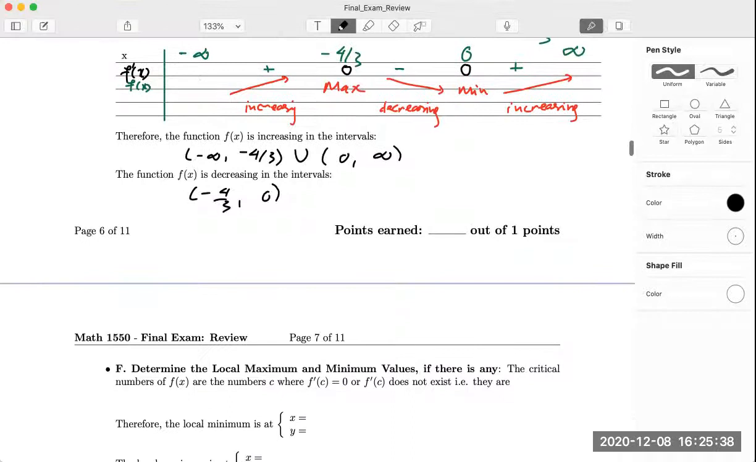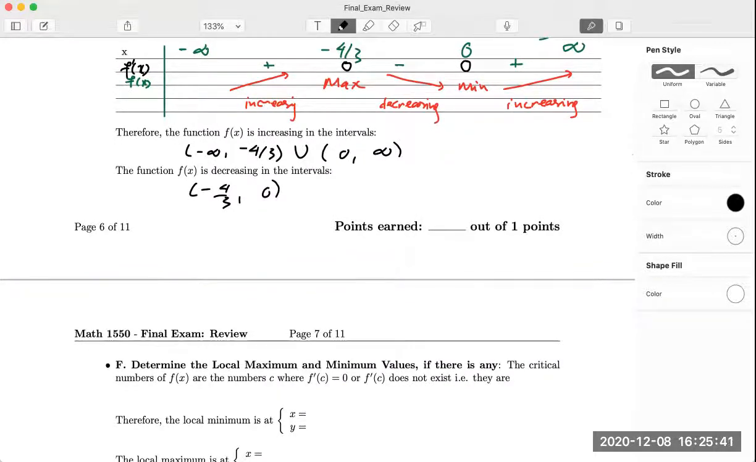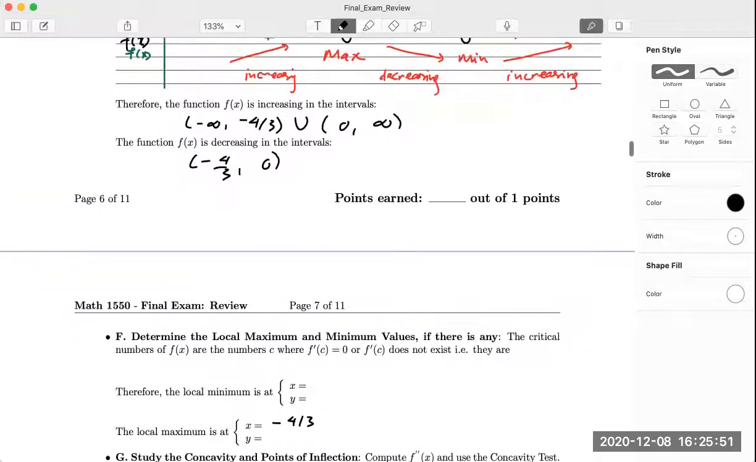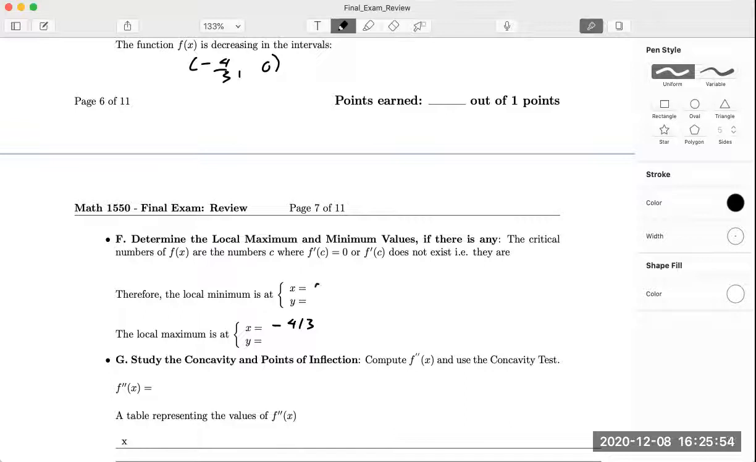And it is clear that the maximum is at this point, negative 4/3. Minimum at 0. At 0, y is 0, easy. At negative 4/3, y will be x cubed, which is negative 4/3 cubed, plus 2x squared, which is 2 times negative 4/3 squared.